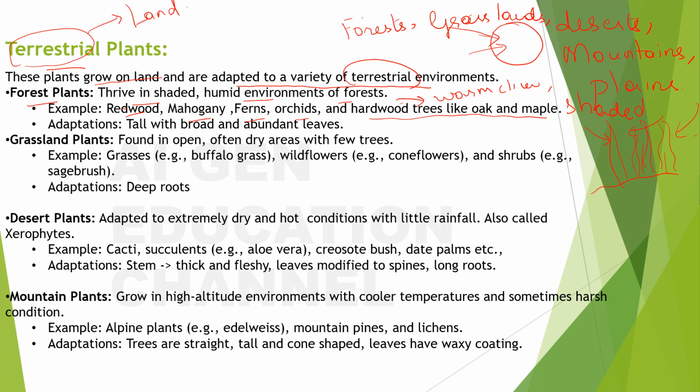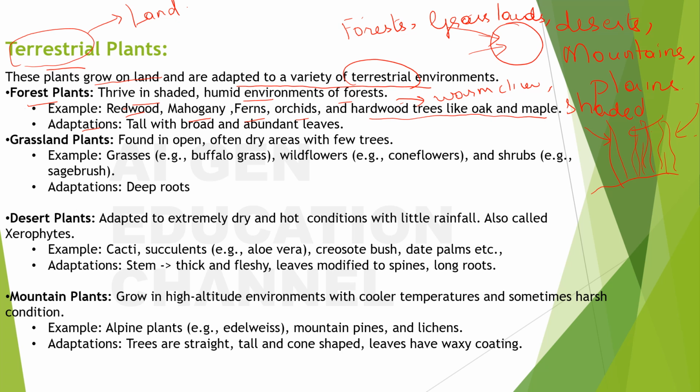Okay, so you have to check out all those. You should remember that redwood, mahogany, ferns, orchids, hardwood trees like oak and maple come under the forest plants. Okay, so as I said, adaptations, right? For any plant to survive in this forest, they need some adaptations. I already told you, right?